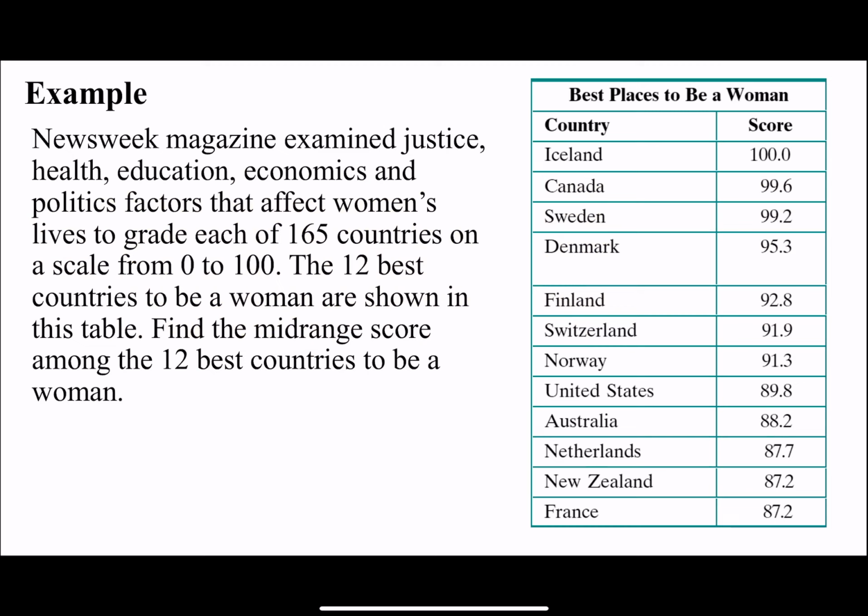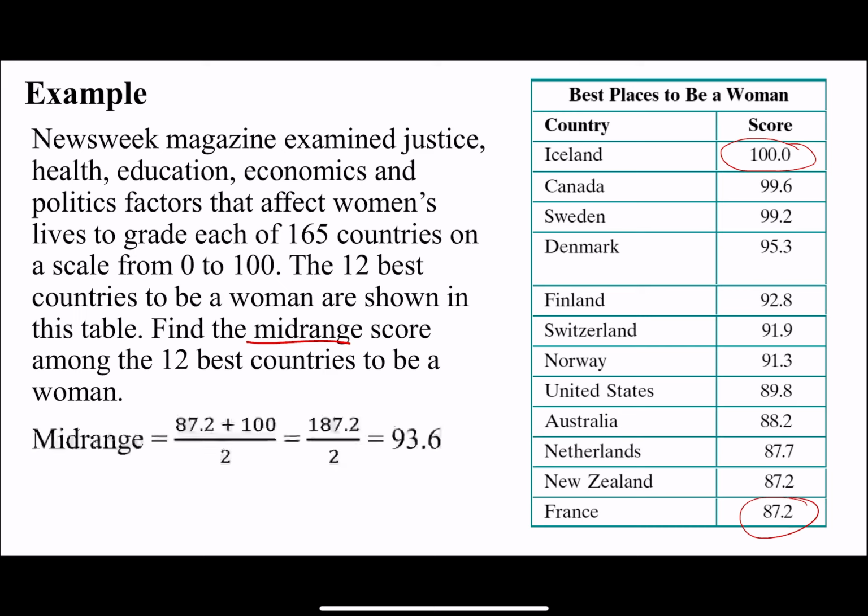Okay? If you want to find the mid-range, that's easy, right? We add the highest score to the lowest one and then we divide the sum by 2, right? So the highest score 100 plus 87.2 divided by 2 is 93.6. So that's the mid-range of this set of data.